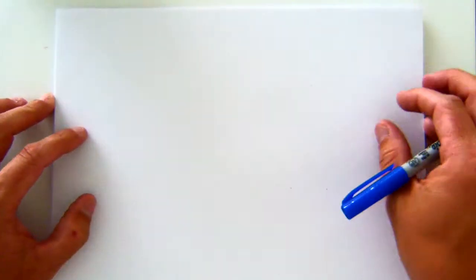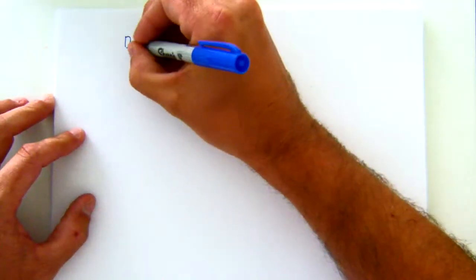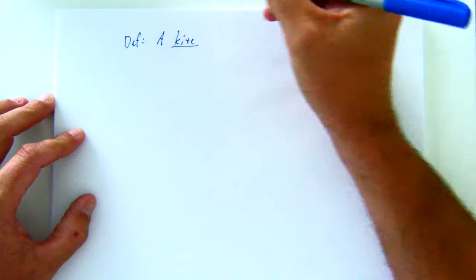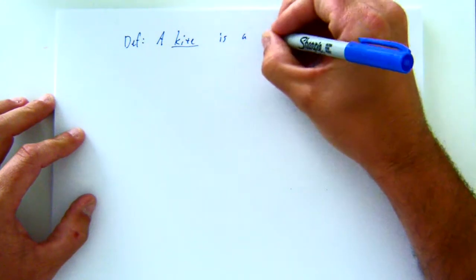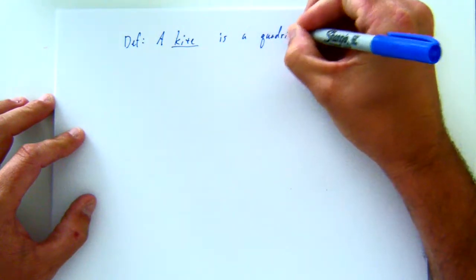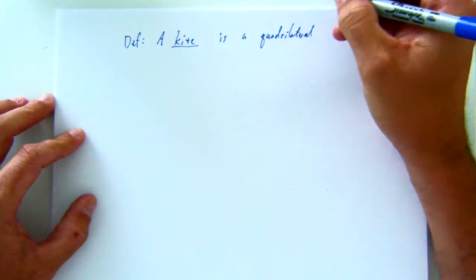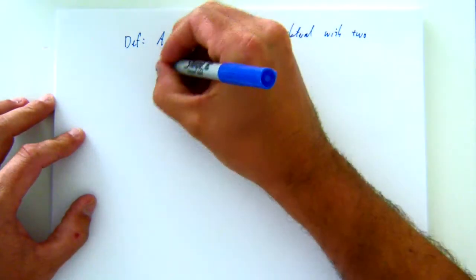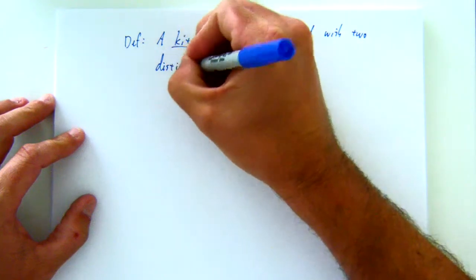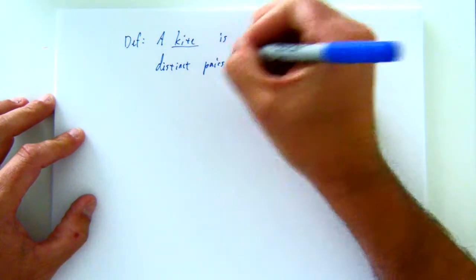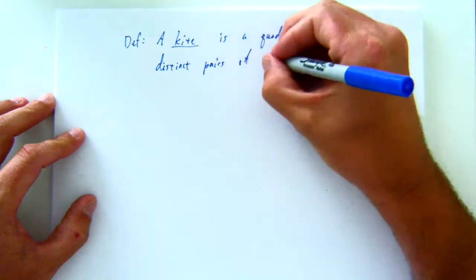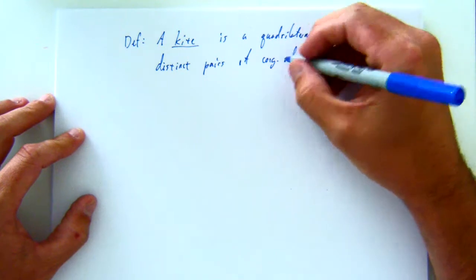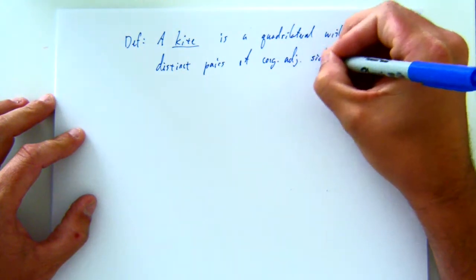A new quadrilateral that we're going to learn about in this section is called a kite. A kite is a quadrilateral with two distinct pairs of congruent, and then they must be congruent and adjacent sides.